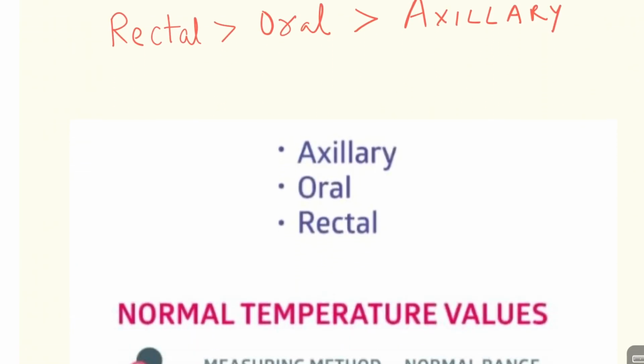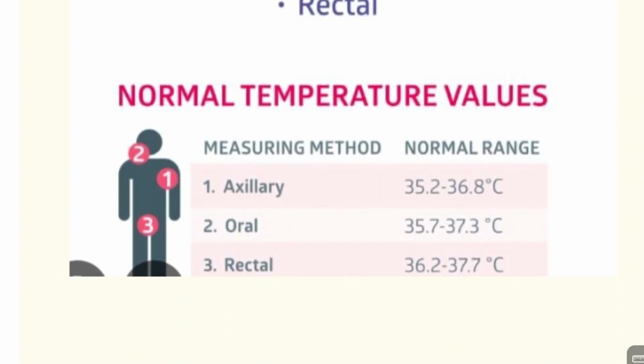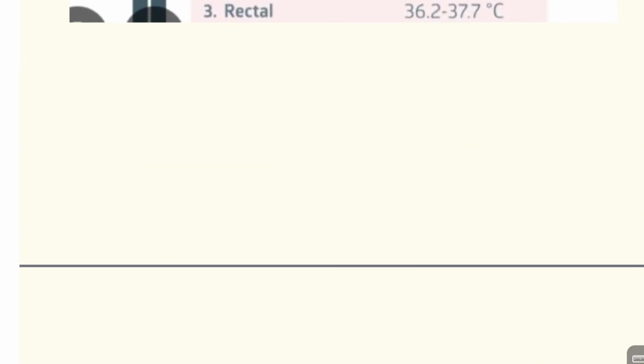Now, as we measure body temperature, the rectal temperature is always higher than the oral temperature, and the oral temperature is always higher than the axillary temperature. These are the various temperatures we can measure. For rectum, the temperature varies from 36.2 to 37.7 degrees Celsius. For oral temperature, it varies from 35.7 to 37.3 degrees Celsius. And axillary temperature varies from 35.2 to 36.8 degrees Celsius. So the rectal temperature is higher than the oral, and oral is higher than the axillary.